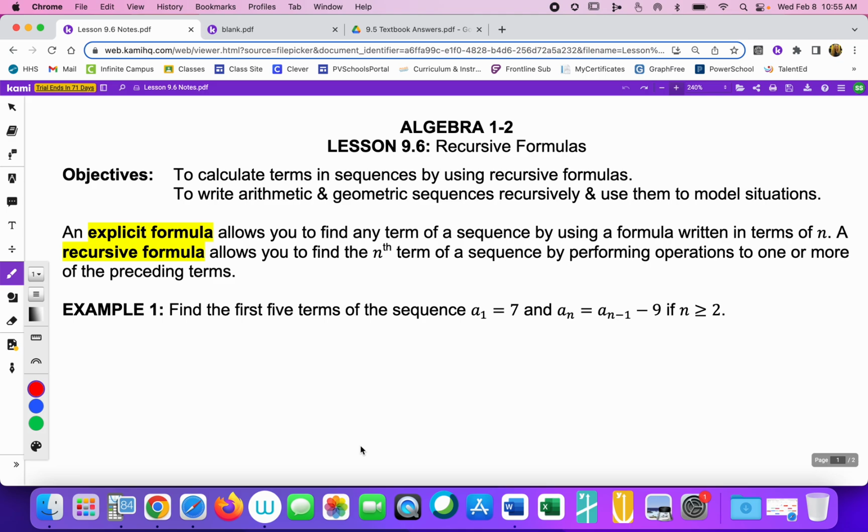Calculate terms in sequences by using recursive formulas. So we just did explicit formula, so let's actually write that down. The explicit formula we did yesterday is used to find the nth term.